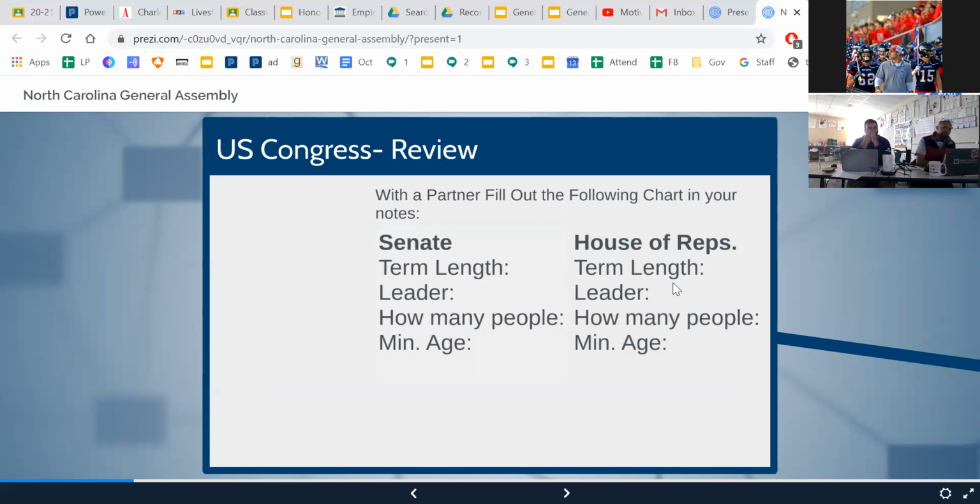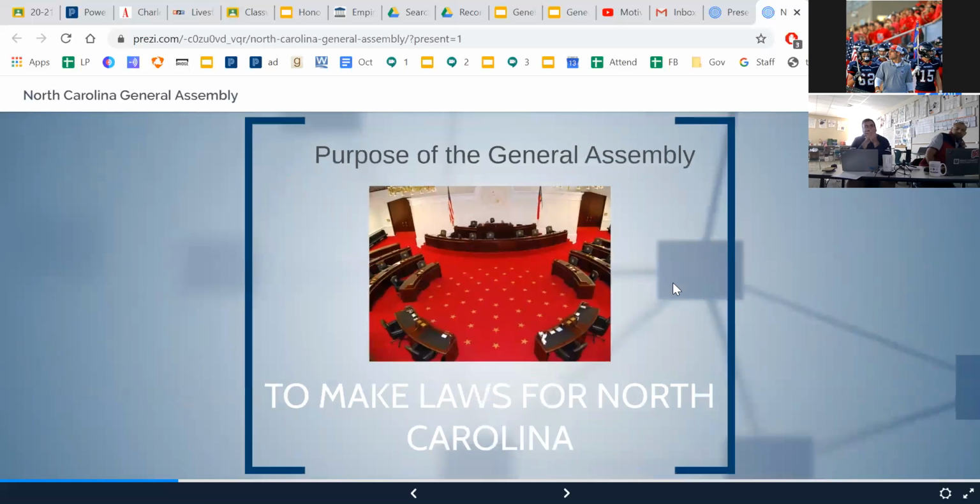Unpause. There we go. Now, what's the purpose of the General Assembly? To make laws for North Carolina.